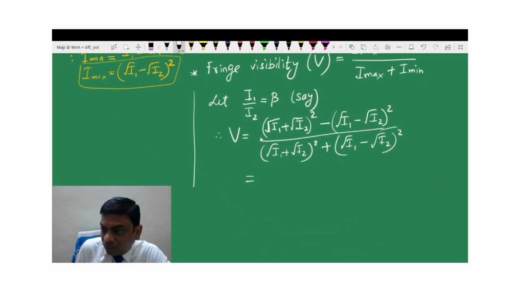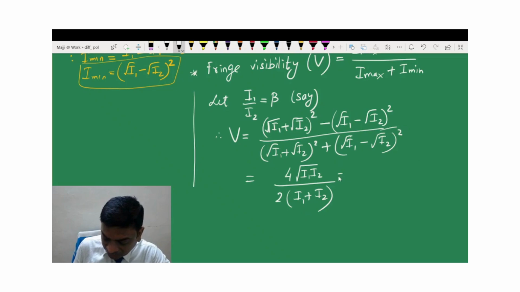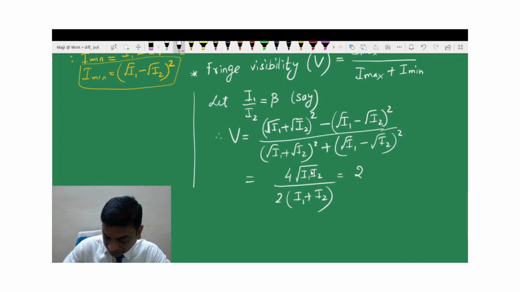Now here if you use the a plus b whole square formula, you have a square plus b square plus 2ab, whereas here you will have a square plus b square minus 2ab. So a square plus b square will get cancelled, and in the numerator we will be left with 4ab. Whereas in the denominator, a plus b whole square plus a minus b whole square will be twice a square plus b square. I hope you are understanding, students. Straight away I have applied the formula. So the 2s will cancel, and we can have 2 under root I1 I2 upon I1 plus I2.